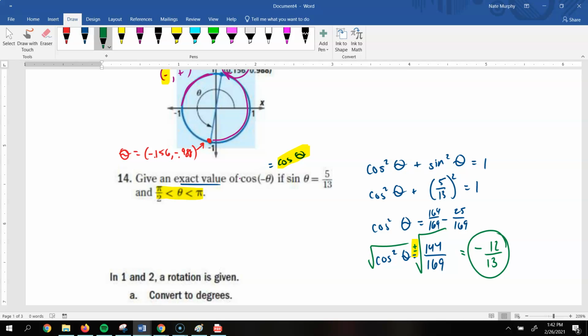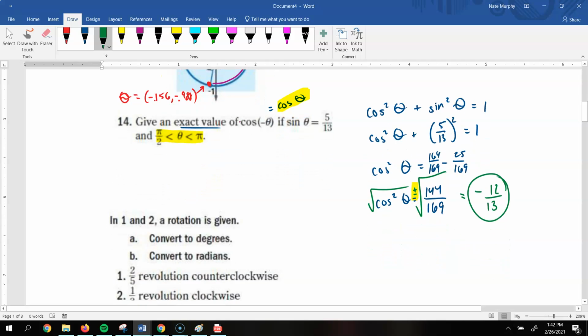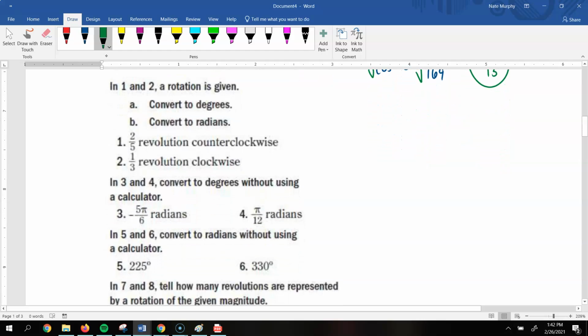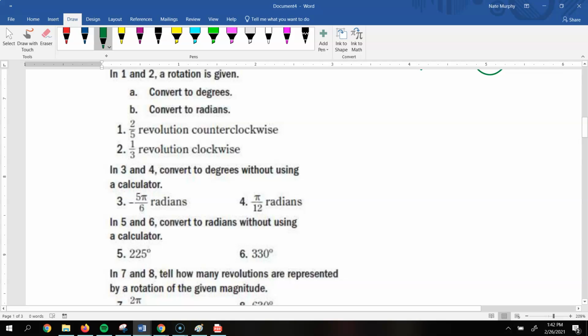All right, so that was from the self-test section. Now let's move on to the review section. Again, we're having to do some more conversions here. Let's look at number 1. Each of these consists of two problems. In part A, we're converting to degrees, and in part B, we're going to convert to radians. Let's start with 1A here.